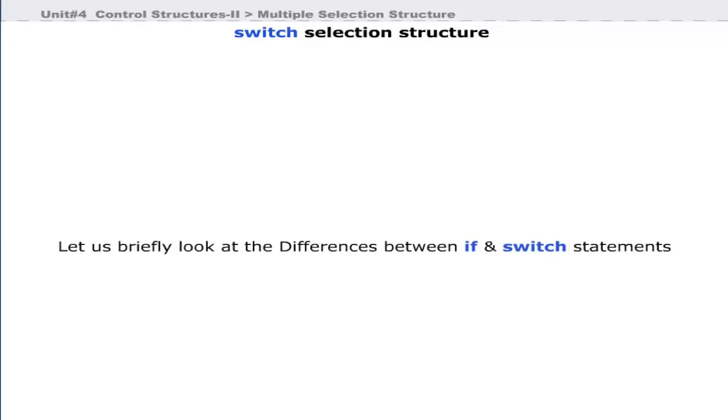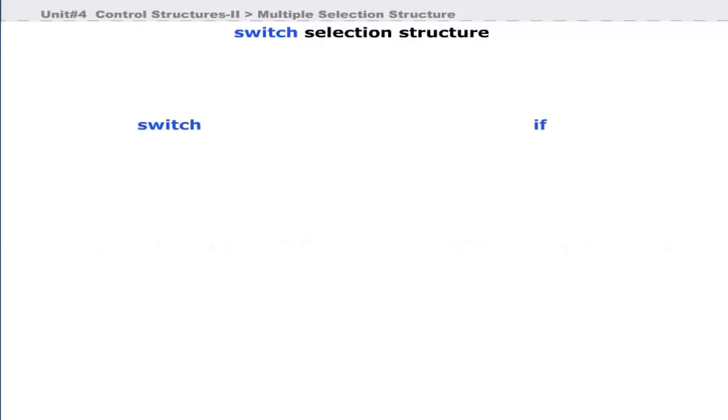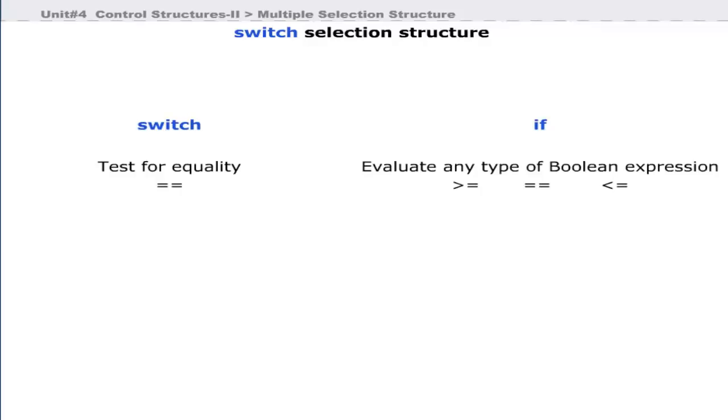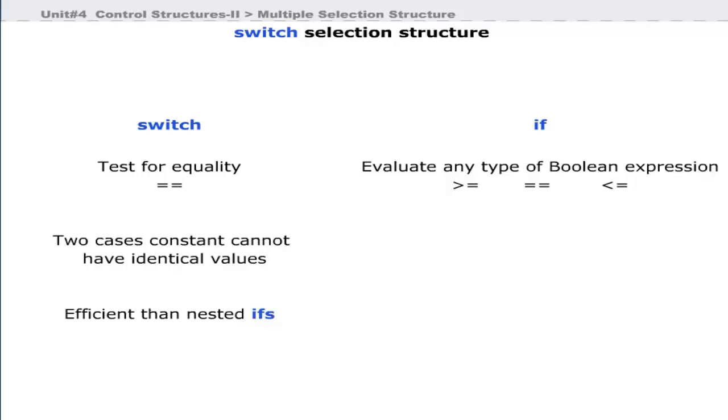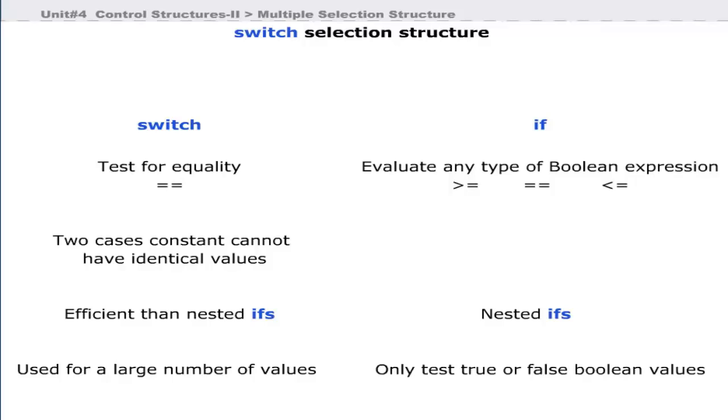Now let us briefly look at the differences between if and switch statements. Switch statement can only test for equality, whereas if can evaluate any type of expression that returns a true or false value. Two case constants cannot have identical values. A switch statement is more efficient than nested if statement. Switch can be used for a large number of values, while if can only test true or false Boolean values.